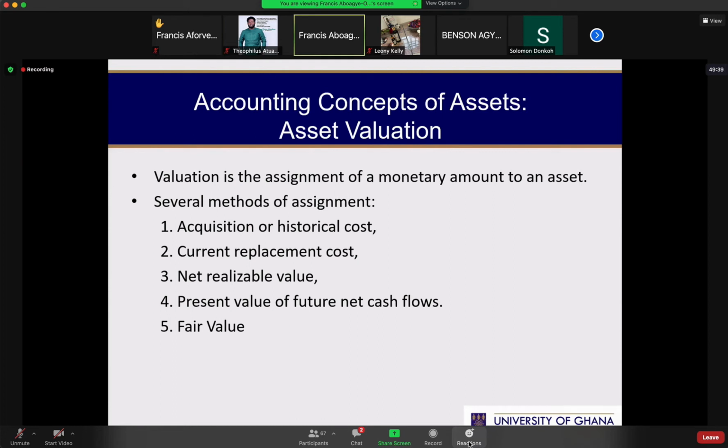All right. So once we finish with recognition, the next is valuation. And I mentioned that valuation has to do with an assignment of monetary amount. Yes, Kelvin.